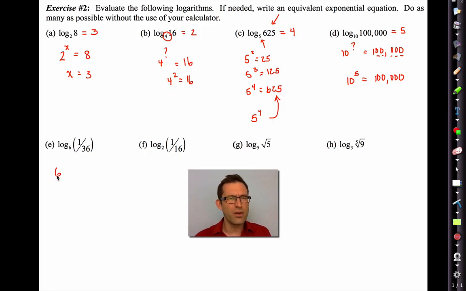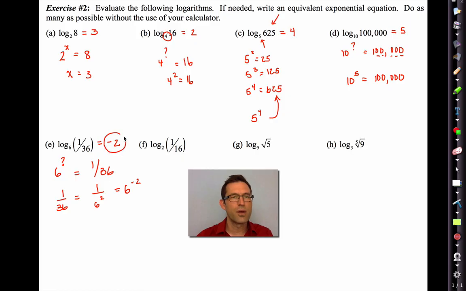All right, so take a look at this. I've got to figure out, what do I raise 6 to get 1/36th? Well, obviously 1/36th is equal to 1 over 6 squared, but that's 6 to the minus 2. So the log base 6 of 1/36th is negative 2. We have to raise 6 to the negative 2 power in order to get 1/36th. This is tricky, isn't it? Very similar to square roots and squaring, logarithms and exponentiation.